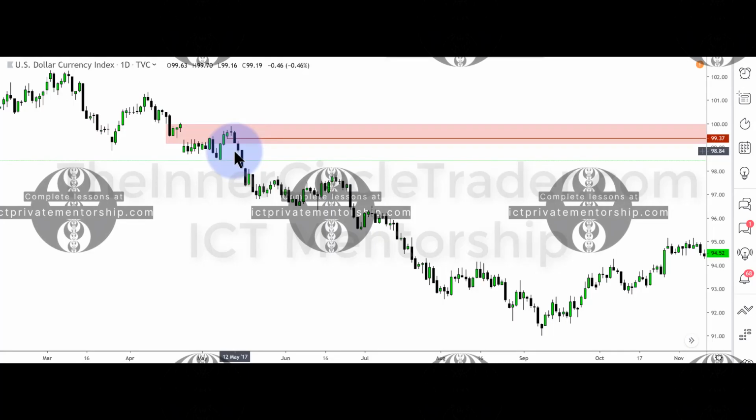Now if we scrub forward a little bit, all right, so here is the high. Again, you can look at it right over here. The high comes in exactly at 99.37. Okay, so you can't get any better than that. It's perfection to the pipette.